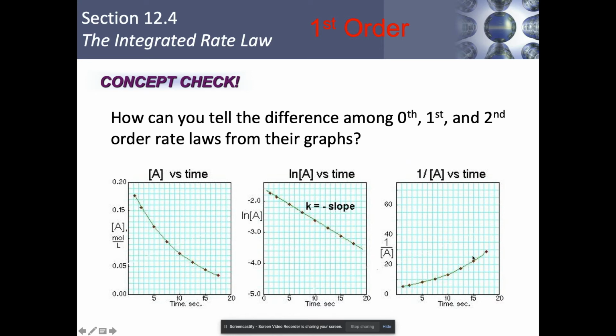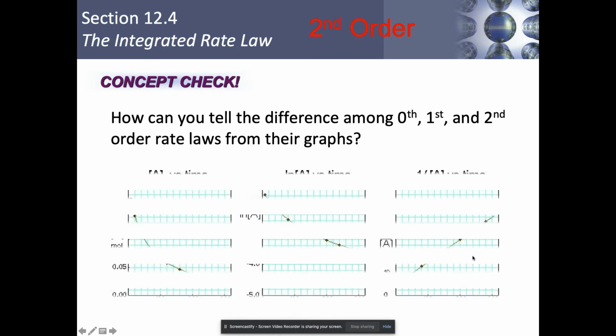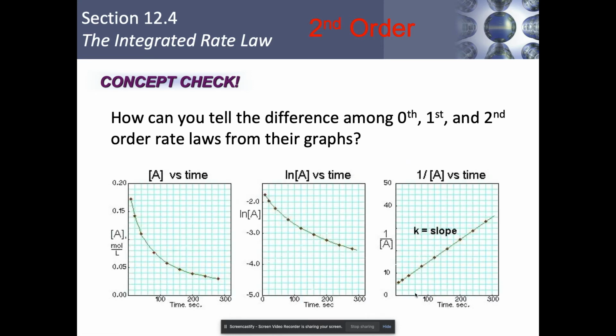Everything else is curved. What about a second order reaction? Hey, look, if you have a positive slope, you know it's second order. And that's because it's 1 over A, and we get a positive slope here, and we have curves for the other two. And so this is probably one of the most AP useful things to actually summarize everything.